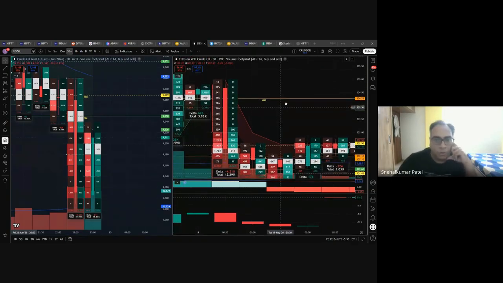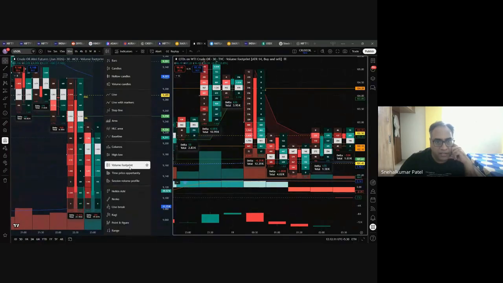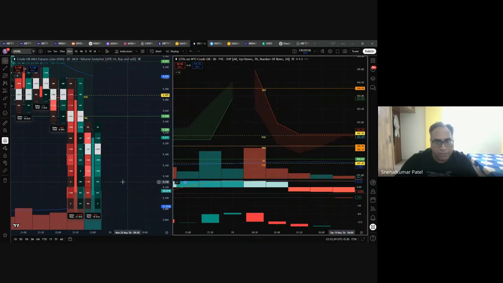So this is how you can use it in TradingView. You just have to identify this candle type. And this is probably available only in premium. I'm not sure about other versions, but whoever has premium subscription, they can look at volume footprint, time price opportunity, and session volume profile as well.